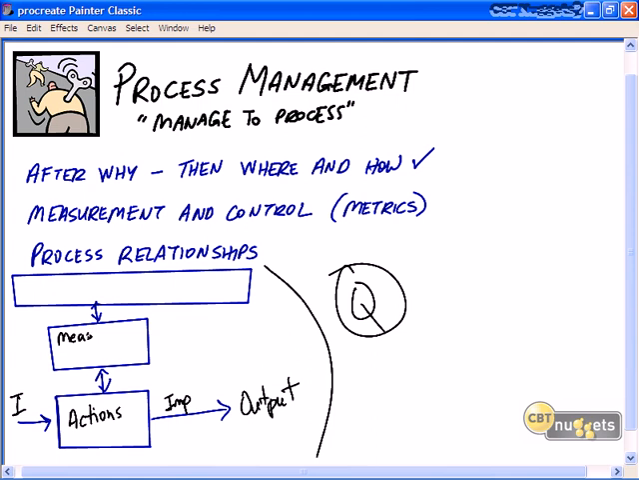Now, part of managing this process and these processes that work together is measurement, okay? Measuring all along the results of these processes, controlling these actions and these processes, monitoring, logging, assessment, okay?